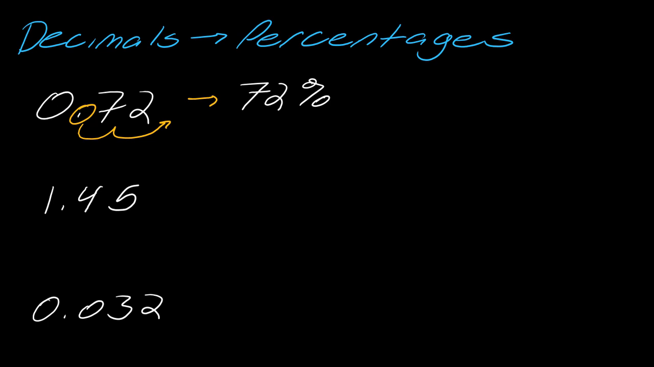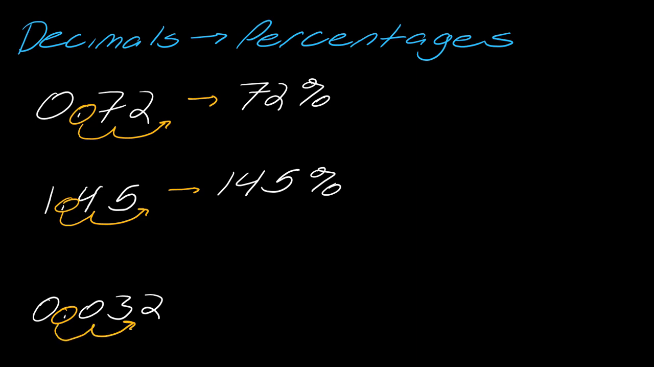And then what about 1.45? Again, I move 2 to the right like this. And so then I get 145%. And now finally, make sure you don't overthink this either. It's always the 2 spots, okay? So for this one, there's my decimal. Move it 1, 2 spots over. So now I just write down exactly what I would get from that. This would turn into 3.2%.